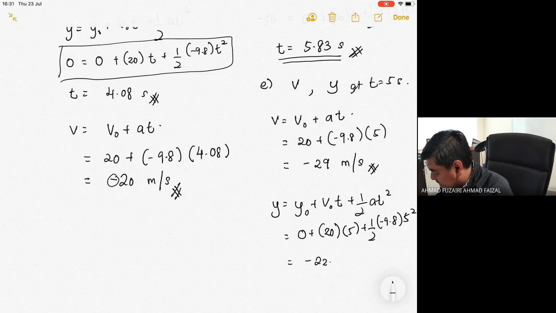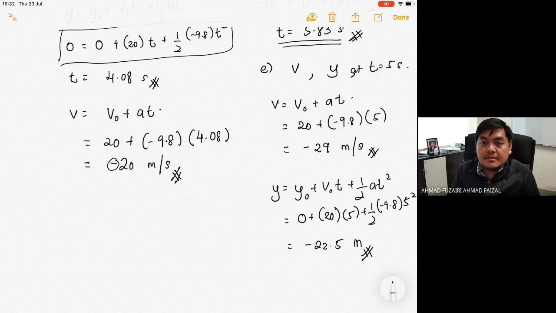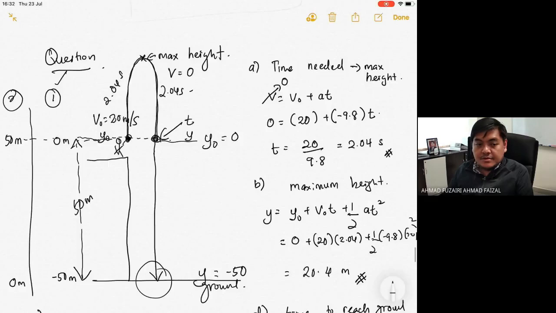22.5 meters. Okay, so that will give you a full solution on how you can solve the problem using freeform motion. Okay, do you have any problems or maybe you want to ask me anything? So that's how you solve the problem using freeform motions. Any questions so far?